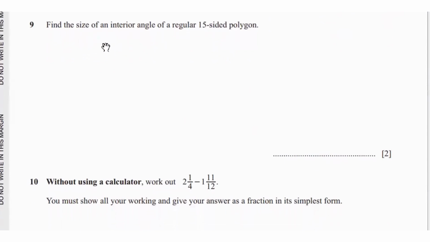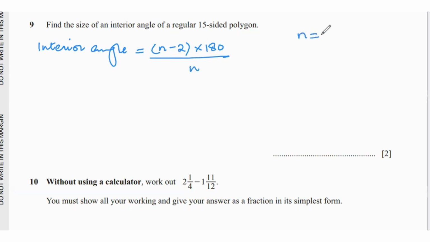Question 9 says find the size of an interior angle of a regular 15-sided polygon. So the formula for the measurement of an interior angle for a regular polygon is (n minus 2) times 180 over n, where n is the number of sides.